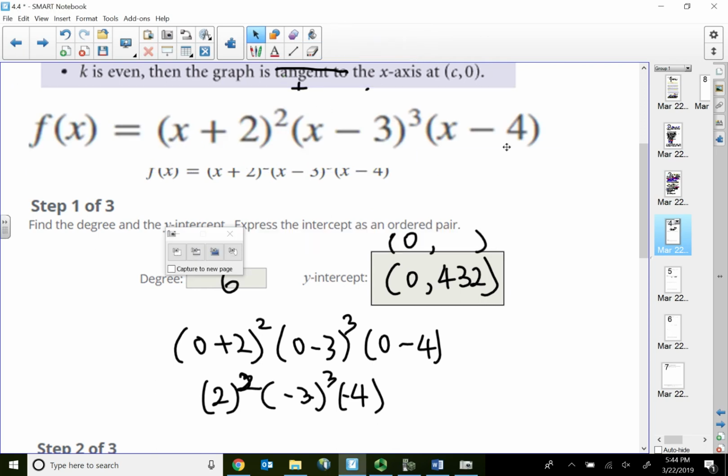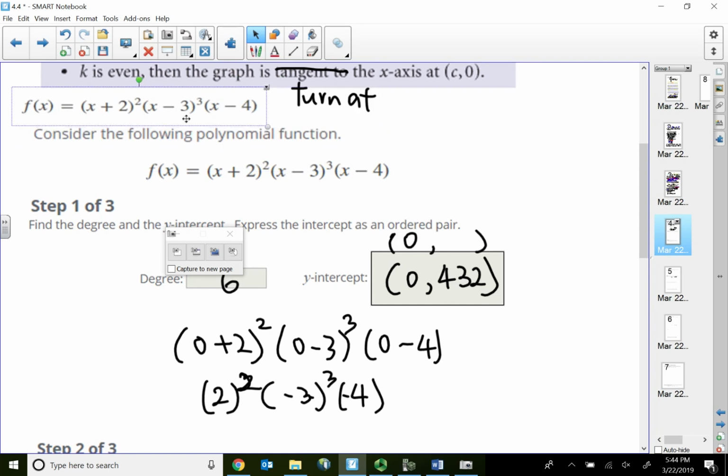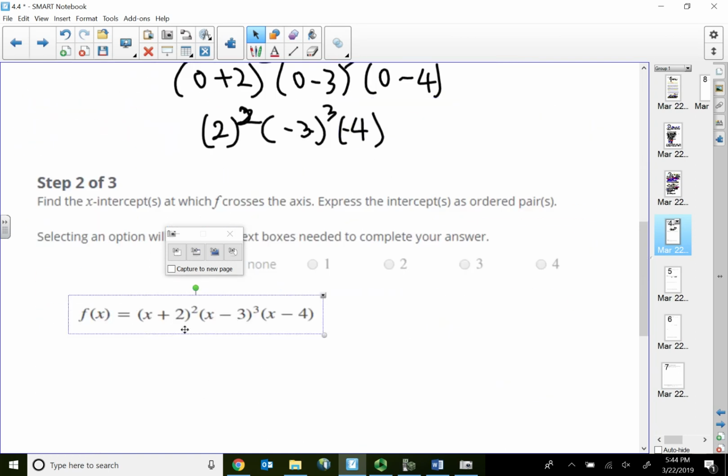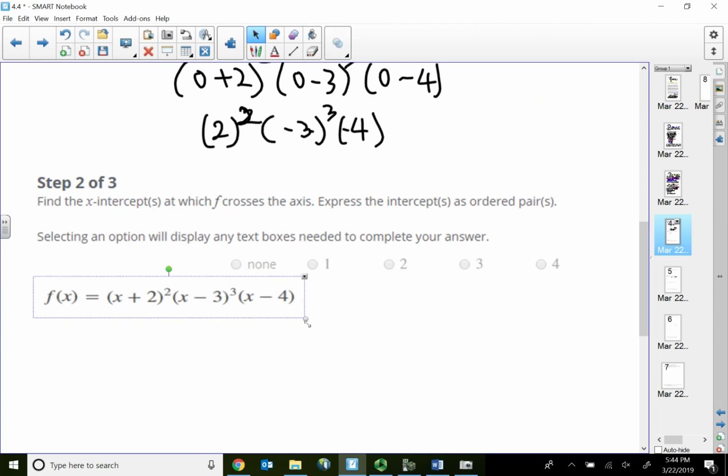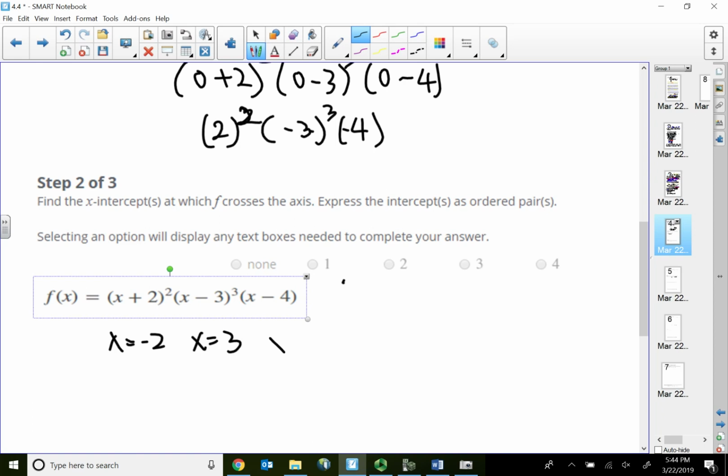Finding the x-intercepts, or finding the zeros, is very much the same way, but since this particular example is already factored for me, I can quickly find the x-intercepts. I'm going to write down my x-intercepts here, my zeros here, and also the multiplicity down here. Once everything is factored, we set each factor equal to 0. One of my x-intercepts is negative 2, the other one is 3, and this one will be 4. If I write down the multiplicity, that will be 2, 3, and 1.